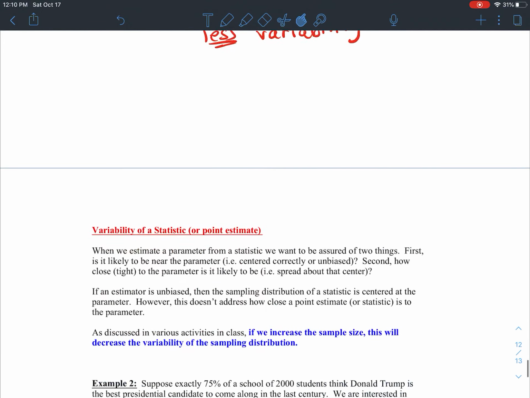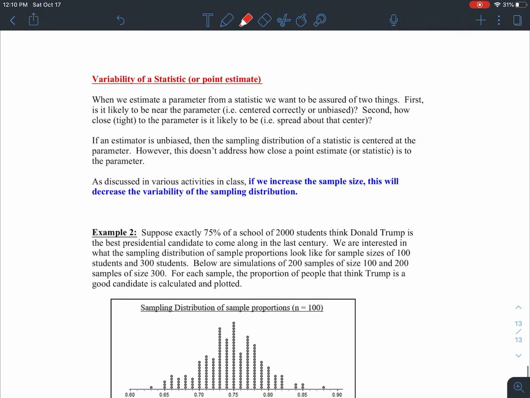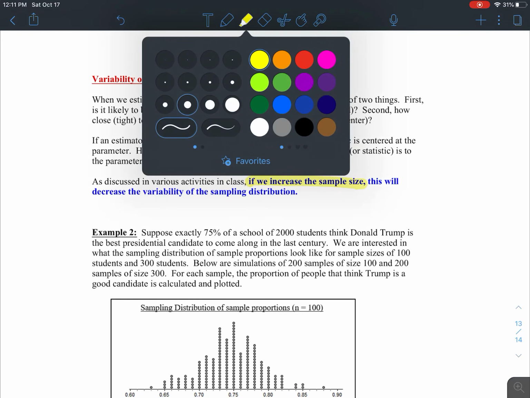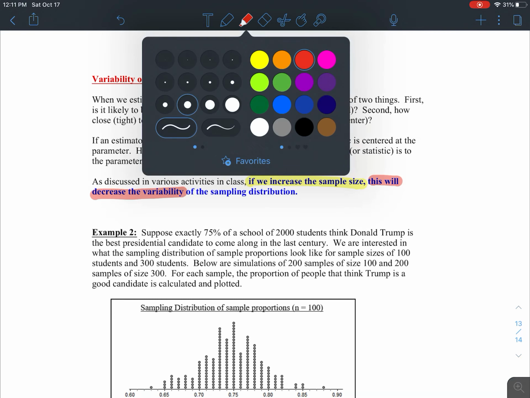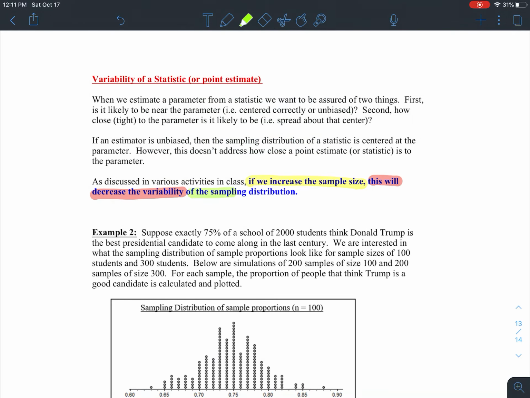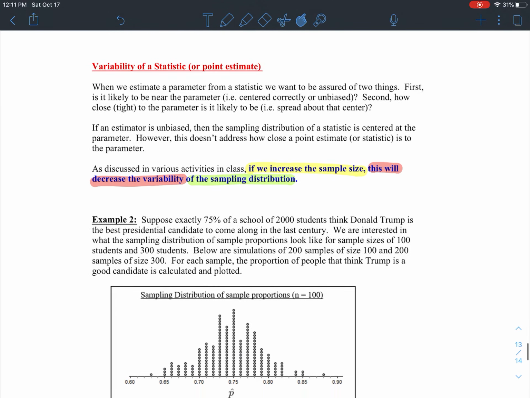All right, and then on our last page here, just a few things that I want to highlight, because these are super important. If we are increasing our sample size, increasing your sample size will actually decrease the variability in your sampling distribution. It will not make the spread near as much.